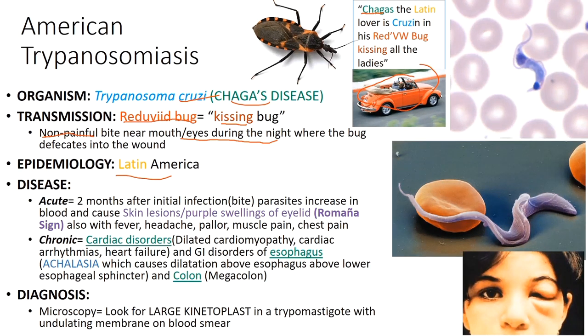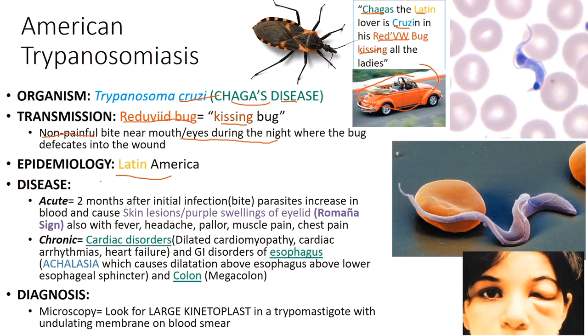And so it's Chagas disease, which we mentioned here. It's found in Latin America. It is caused by Trypanosoma cruzi. And it is carried by the Redu VW bug, or reduviid big bug. And it is known as the kissing bug as well. Remember, this is at night. It is non-painful. And that's how you get this.